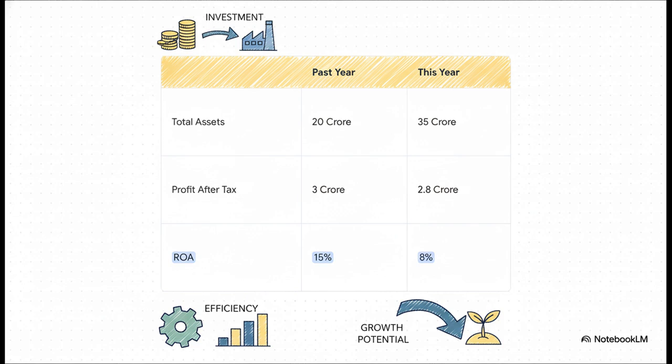Well, it turns out their total assets went through the roof. They jumped from $200 million all the way up to $350 million. They must have made a massive investment, like building a huge new factory. Now look at the profit. It barely budged. So you see, the ROA didn't drop because they got worse at making money. It dropped because the assets number in our little formula just got way, way bigger.